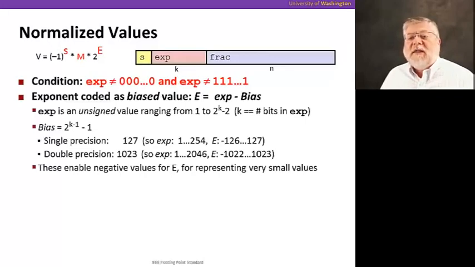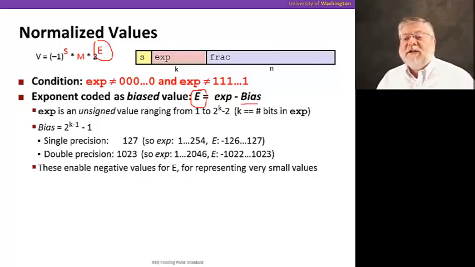we're going to encode the exponent using a bias value. Basically, the real exponent that we want on the number, the value e, the exponent of the power of 2, is going to be represented using this exp field, the exponent field, minus a bias. Okay? And the bias is an unsigned value ranging from 1 to 2 to the k minus 2, where k is the number of bits in the exponent field. So we're going to use a bias of 2 to the k minus 1 minus 1.